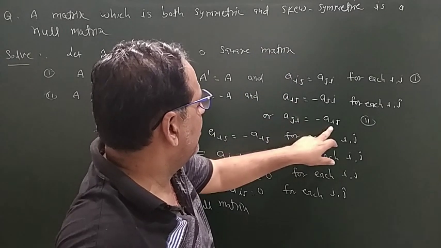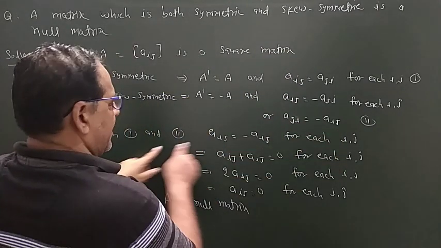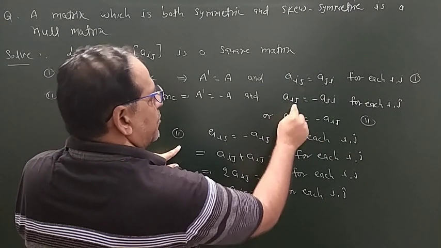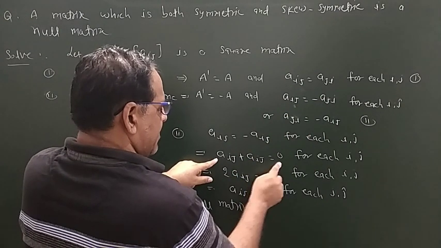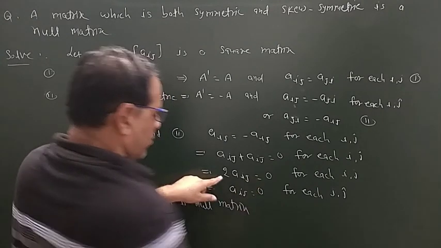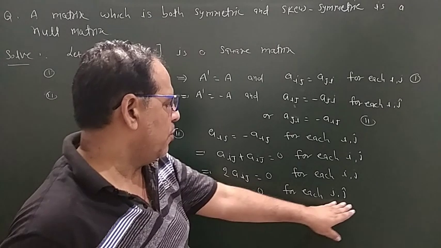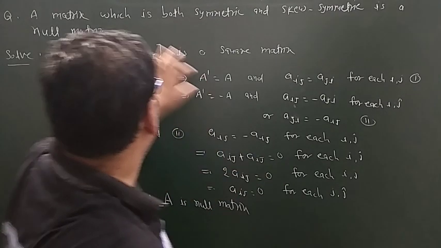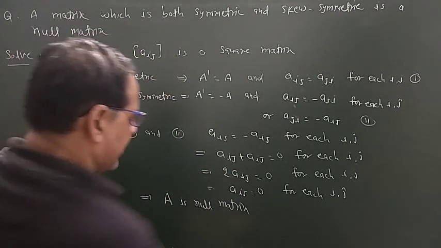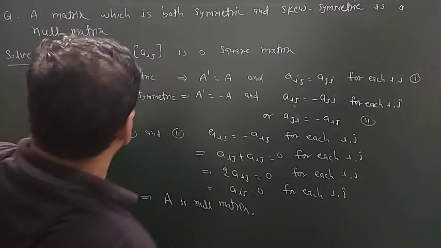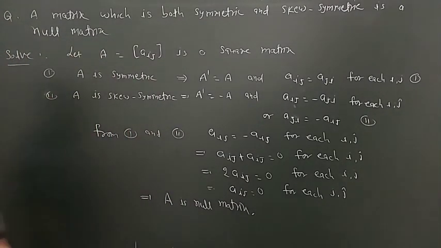Here the value of Aji is Aij. So Aij equal to minus Aij from first and second. Aij equal to minus Aij. Transferring, Aij plus Aij equal to 0, so Aij equal to 0. So for each value of i and j, Aij becomes 0. That means each entry of the matrix A is 0. So A is called the null matrix. So this is again an important question and a CBSE board question.